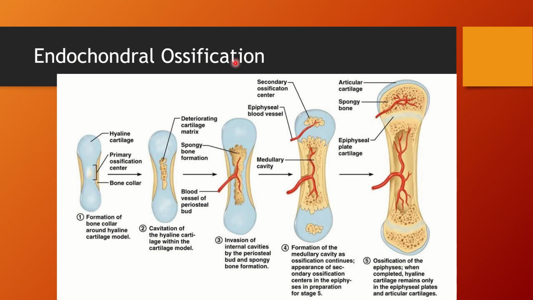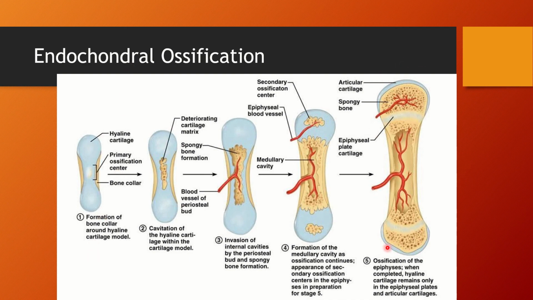So the endochondral ossification is for the short bones, as well as the long bones, as well as most of the irregular bones. The irregular bones, the short bones and the long bones develop from the endochondral ossification, and the flat bones develop from the intramembranous ossification.